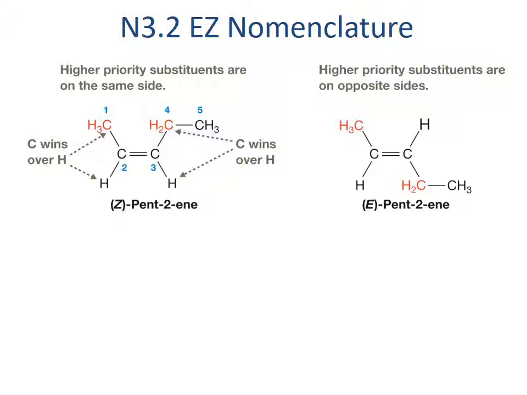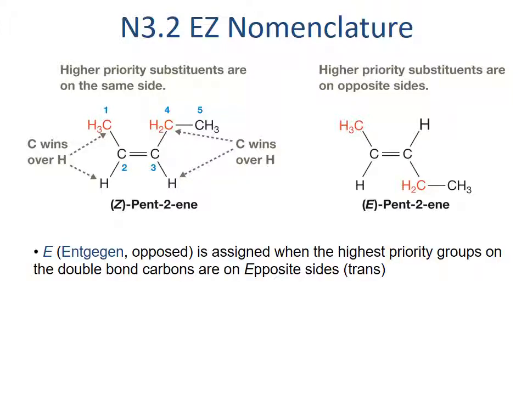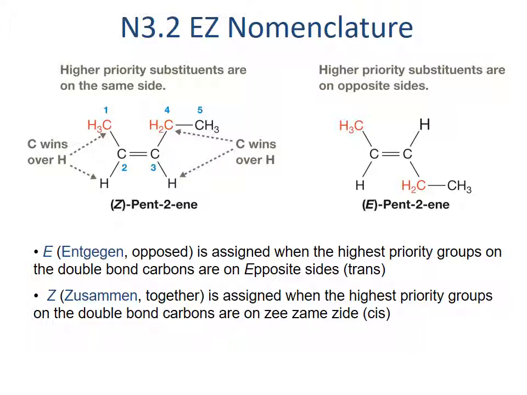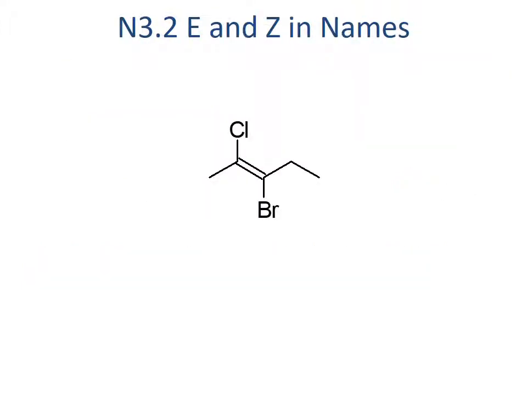If the highest priority groups are on opposite sides of the double bond, we say that they are E, which stands for the German word for opposed, entgegen. In simple molecules, like molecules that have only one non-hydrogen group on each side, this is the same as trans. If they are on the same side, we say that they are Z, for zusammen, meaning together in German. If the molecule is simple, this is the same as cis. Just like with RS designations, EZ designations are for a specific double bond.